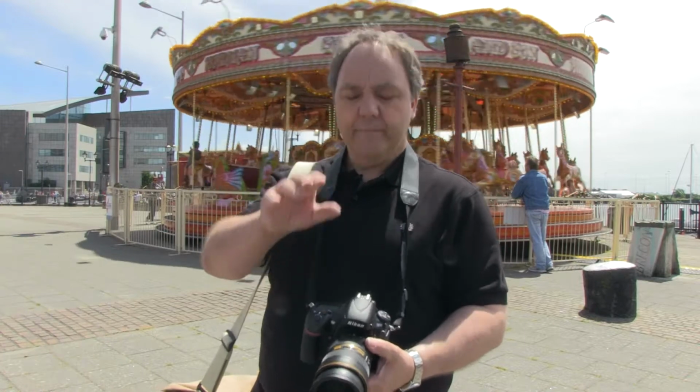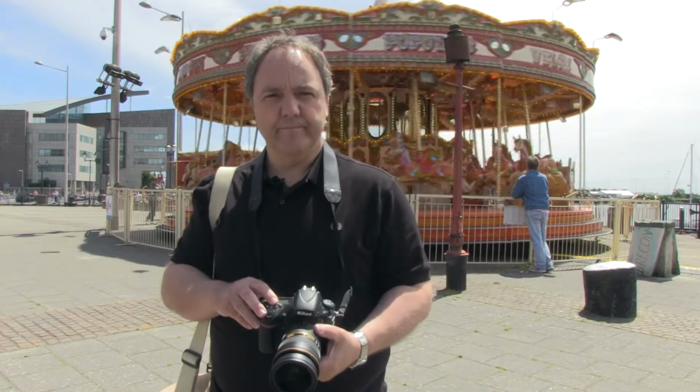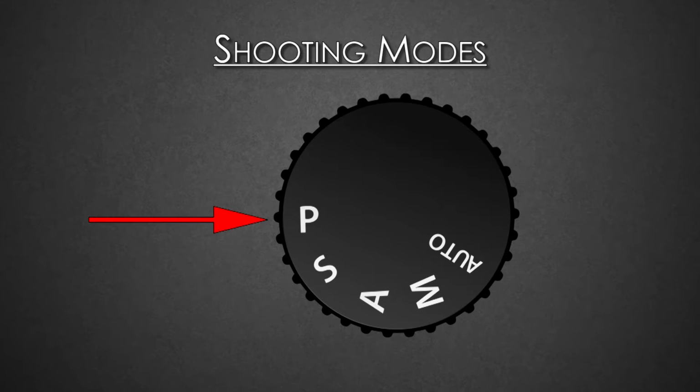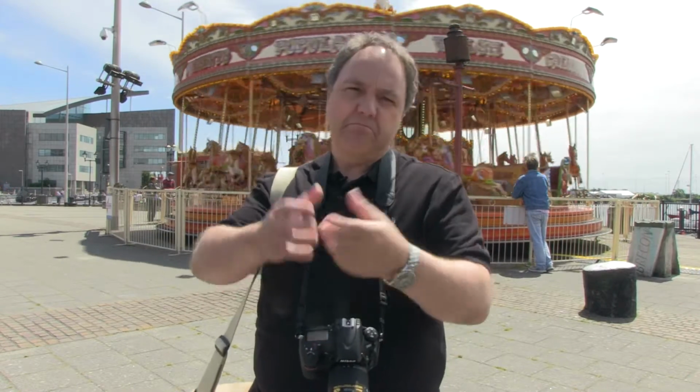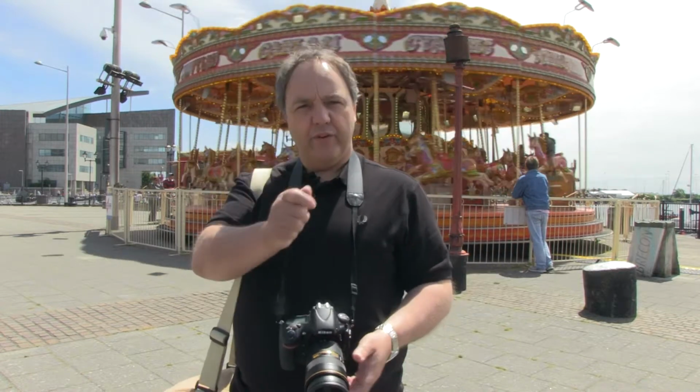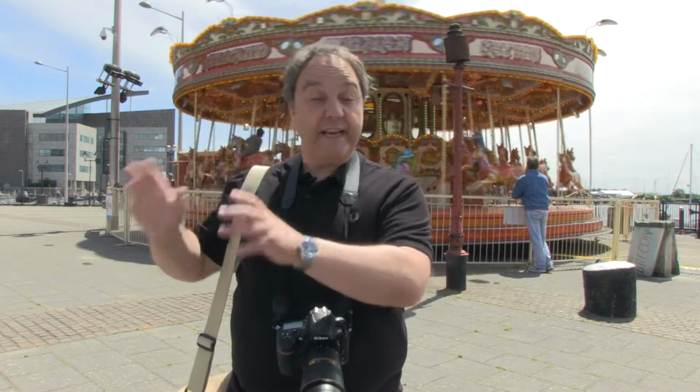We're going to start by looking at program mode. Simplest mode in the world to use. You simply set it onto P or program mode on your camera and fire away. What it's doing is it's controlling the shutter speed and the aperture, the core parts of exposure. We all know that. What it means for you though is that you can ignore those and just get on and compose the picture.